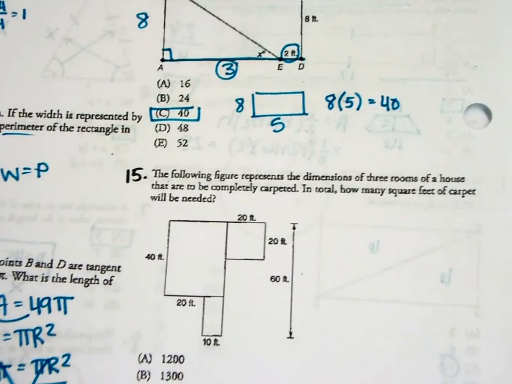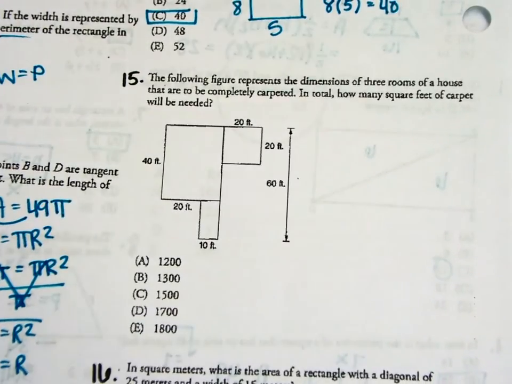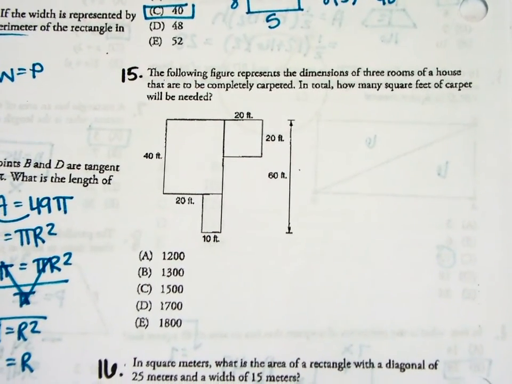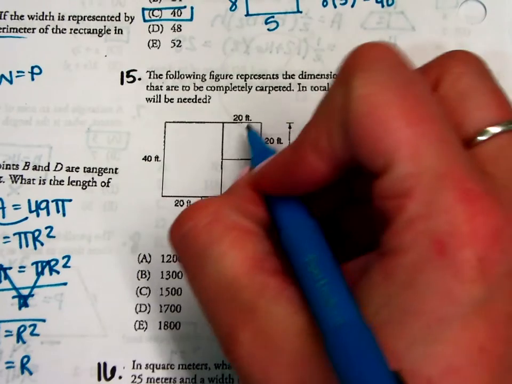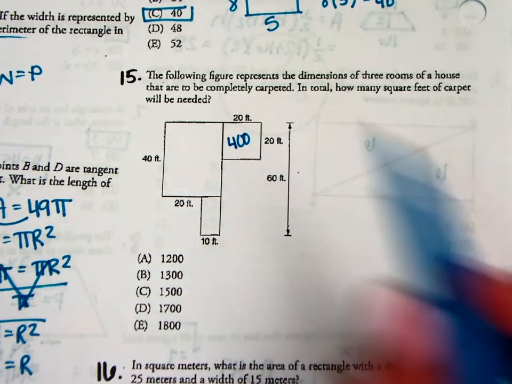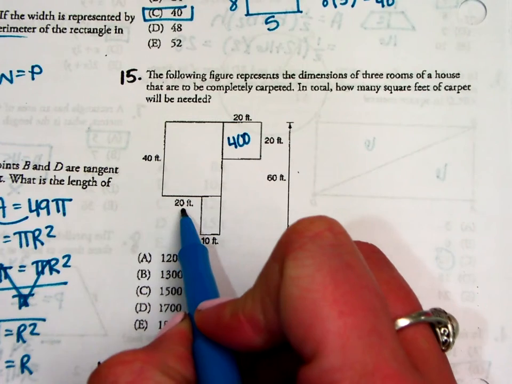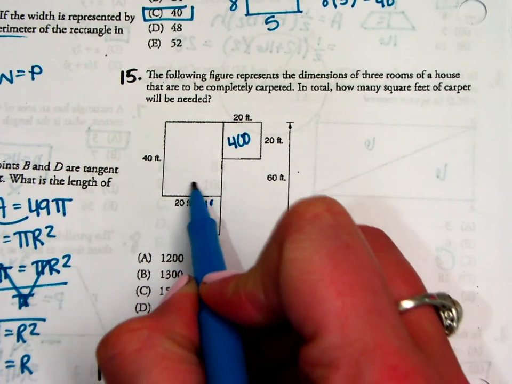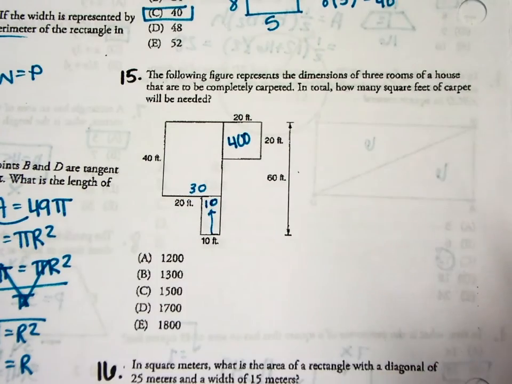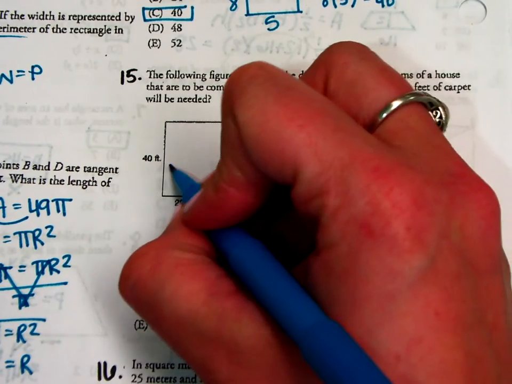Okay, number 15. We're just trying to calculate the total area of the shape. So 20 times 20 is 400. Whenever I do these problems, I like to just kind of draw on the picture and put my area in there. It makes it a little bit easier. This one has a length of 40, but it's not by 20, it's by 30, because this distance is 10. So 40 times 30 is 1,200.